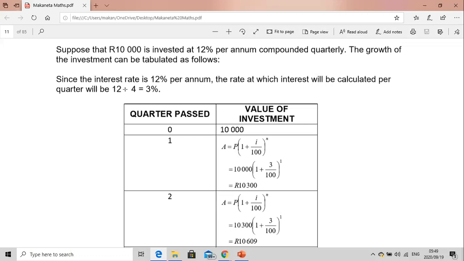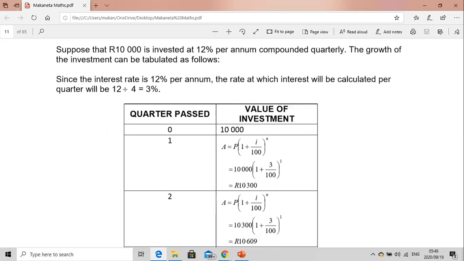So now the value of P has changed. That 10,300 rands becomes your principal amount, and you use the same compound interest formula again. Again, the number of years is 1 and the interest is 3%. Once you have finalized your calculation, you'll see that at the end of the second period, or the second quarter, you will have an amount of 10,609 rands in the bank.